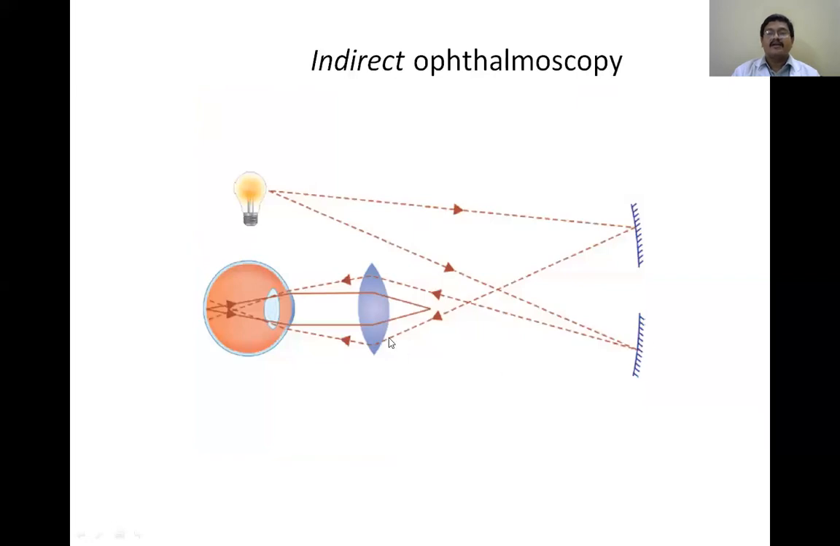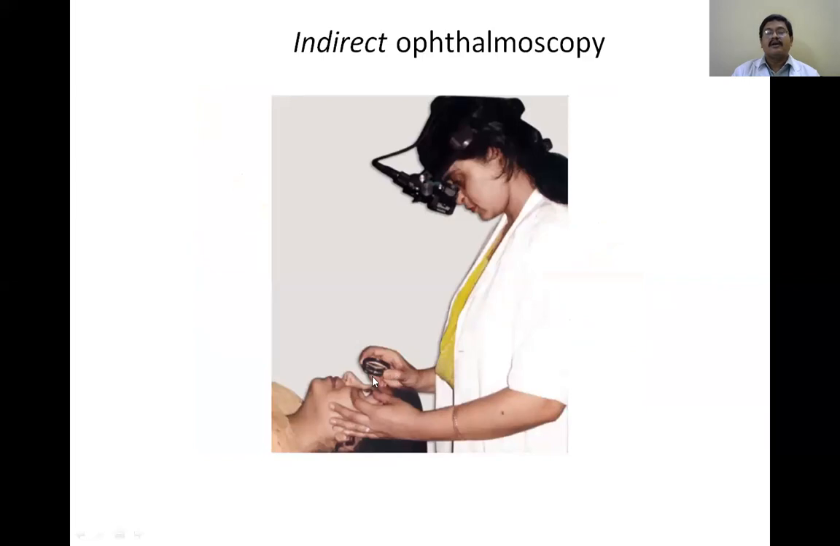This is the indirect ophthalmoscope. This is the optics of the indirect one. This is now the strong condensing lens. The direct ophthalmoscope gives a magnification of 15 times. The indirect ophthalmoscope gives a magnification of 2 times or 2.5 times.